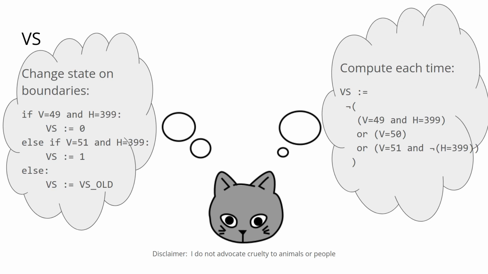The second approach is to build a complete expression. Because it's evaluating one cycle ahead, it's not quite as simple as V equals 50 or V equals 51. In the end, the expressions look about the same in terms of complexity. So I went with the first.